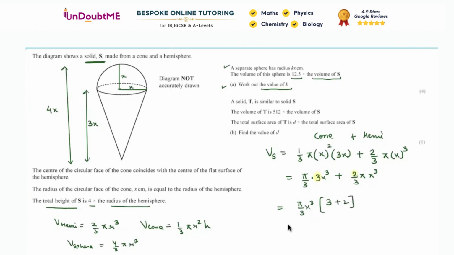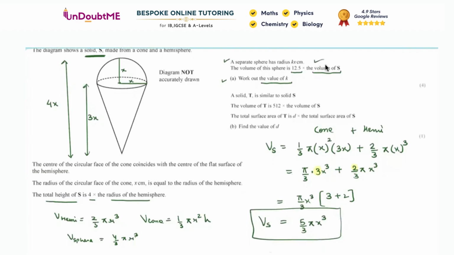So 3 plus 2 is 5. So finally I have 5 by 3 pi x cubed. This is the volume of the solid. Now we have to get back to the volume of the sphere and then we will compare. It is also given that the volume of the sphere is 12.5 times the volume of the solid. We will be using that as well.